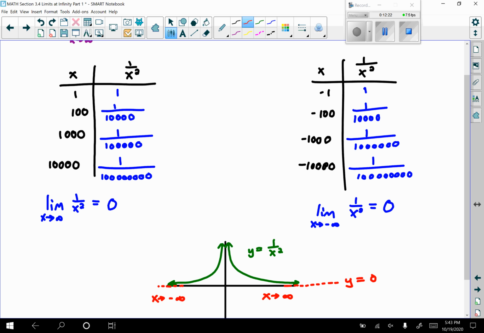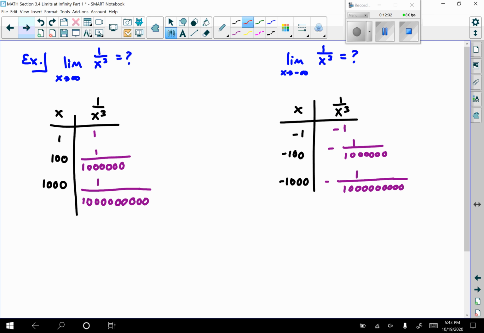The same thing is happening here. So we have a horizontal asymptote at y equals 0. Now this was 1 over x squared. Let's take a look at 1 over x cubed. And I went ahead and just filled out the tables for you here, just to note when we cube a negative, we're just going to get the opposite. So this is actually an odd function, but pause the video to copy this down.